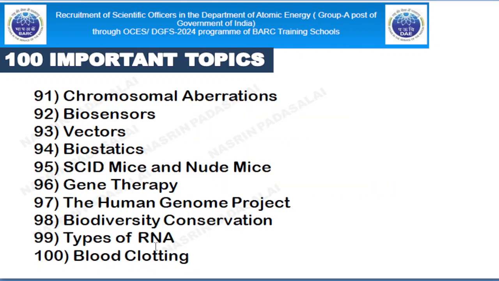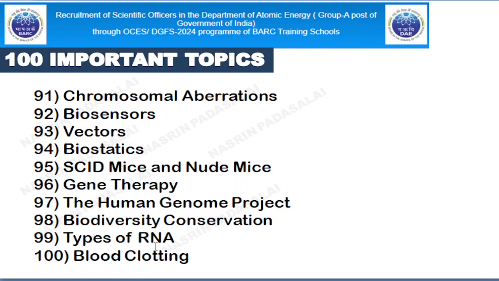Next is chromosomal aberration. As I mentioned earlier, chromosomal aberrations are very important. They will be asking which chromosome is affected, Robertsonian translocation, and all those things, inversion and deletion. Then biosensor. Recently in CSIR December 2024, there was one 4 mark question asked on biosensors. Vectors are again a very important thing. Then biostatistics, which is very simple: mean, mode, median, skewness and central tendency, like that.